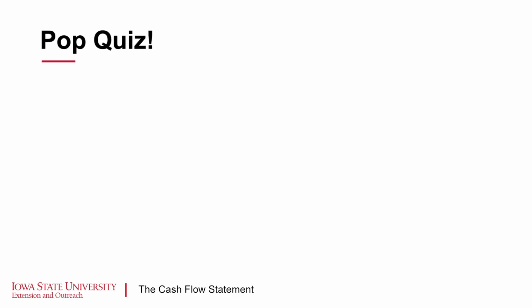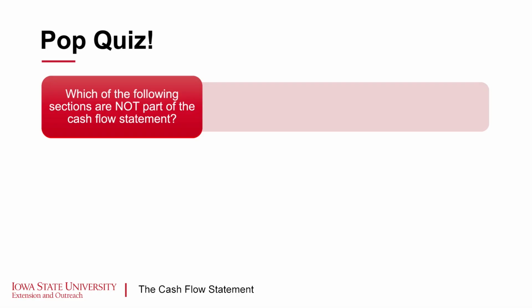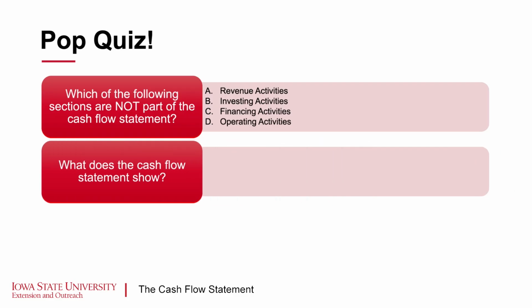Time for a pop quiz. Question 1. Which of the following sections are not part of the cash flow statement? A. Revenue activities, B. Investing activities, C. Financing activities, or D. Operating activities? Question 2. What does the cash flow statement show? A. Company profits, B. Company cash inflows and outflows, C. Company debts, or D. Company assets?